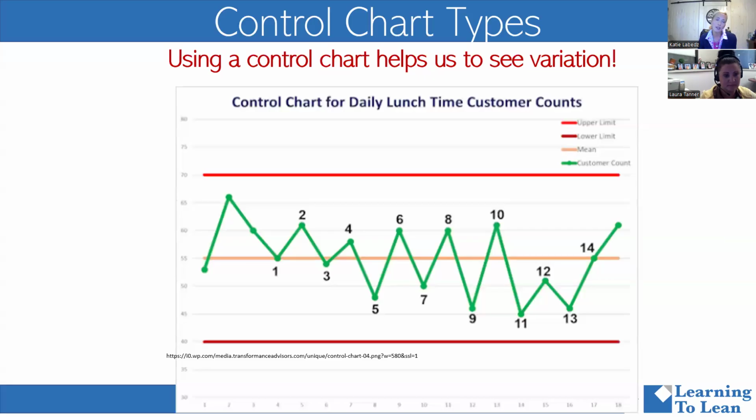So control charts help us to see variation. With control charts we're always asking that question, what changed? And we don't want variation in our processes. We want repeatable processes with predictable results. Just like when we make coffee in the morning, right? We don't want any surprises. And that's really what control charts are helping us to monitor, whether or not we're going to have surprises. So we're going to go ahead and watch a video.